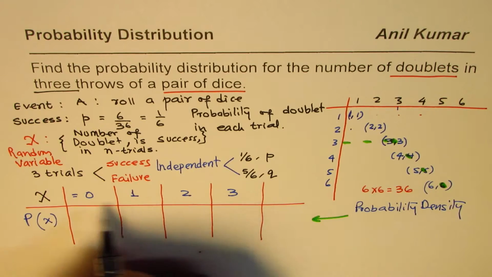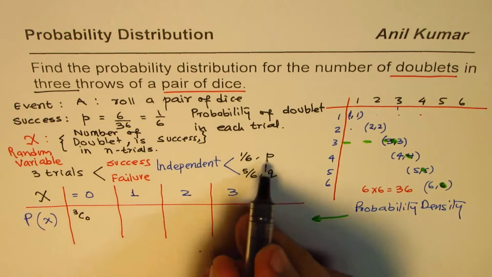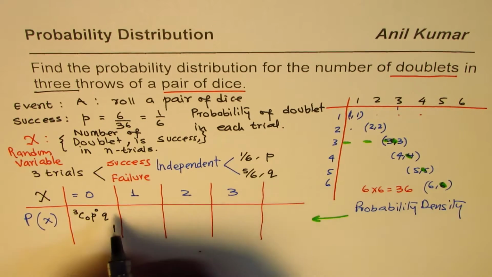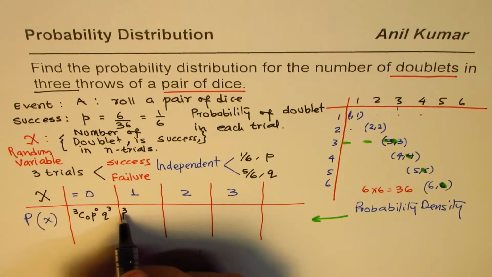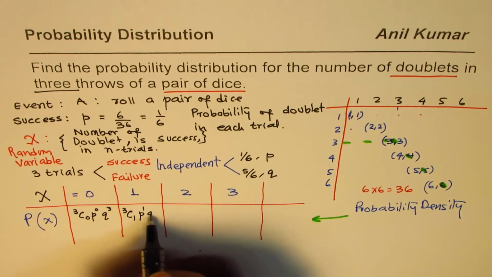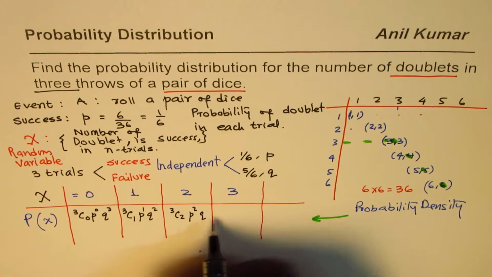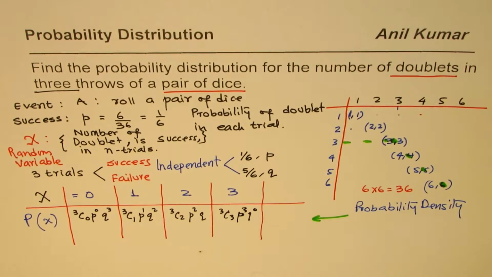So out of 3 trials, it becomes 3C0, P to the power of 0, no success, and Q, all failures, right? This is what it is. The second term will be 3C1, P to the power of 1, Q to the power of 2, and then we have 3C2, P square Q, and then we have 3C3, P cube and Q to the power of 0. Do you see that? So that becomes the probability distribution in this particular case.